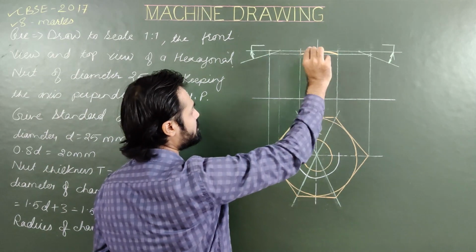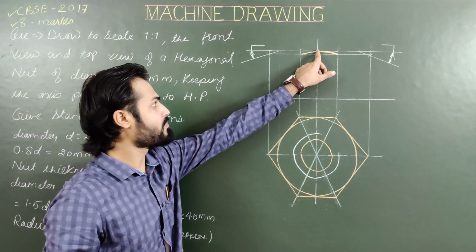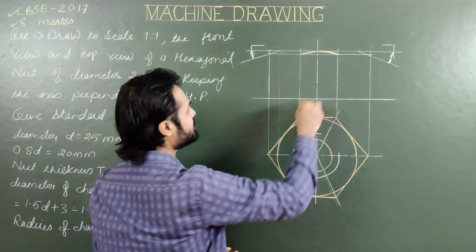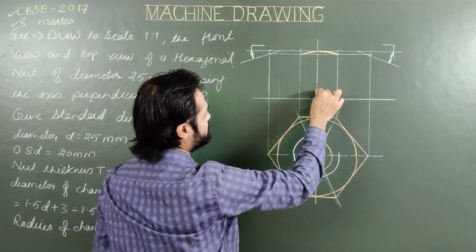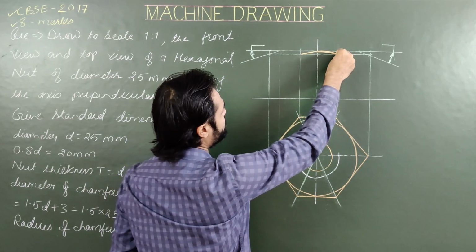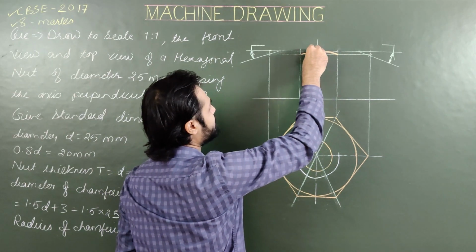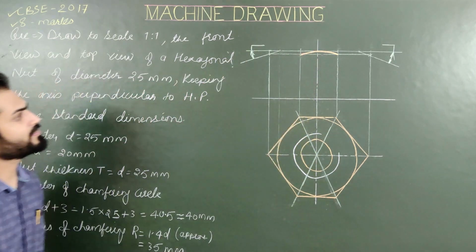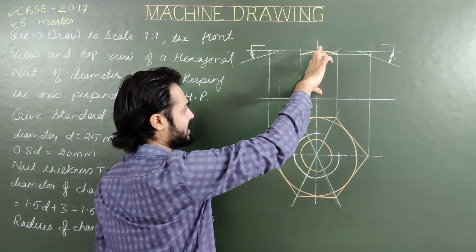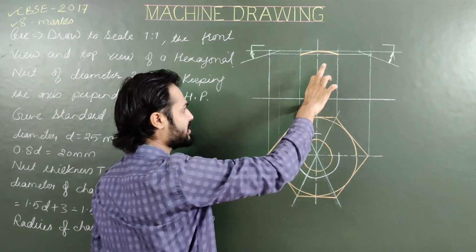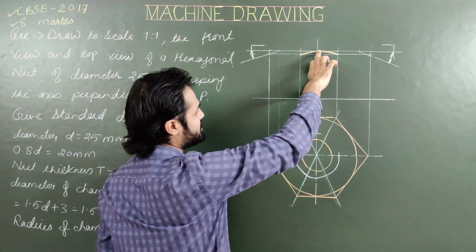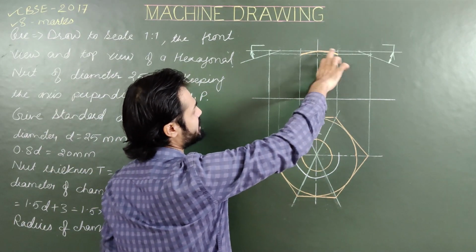So 35 is the radius of this arc. Draw this arc simply by a random method or approximate method. Just check for which center and which radius these 3 points are in a smooth arc. So assuming a suitable radius like this and a suitable center along the central vertical line, just mark the center and draw this arc.